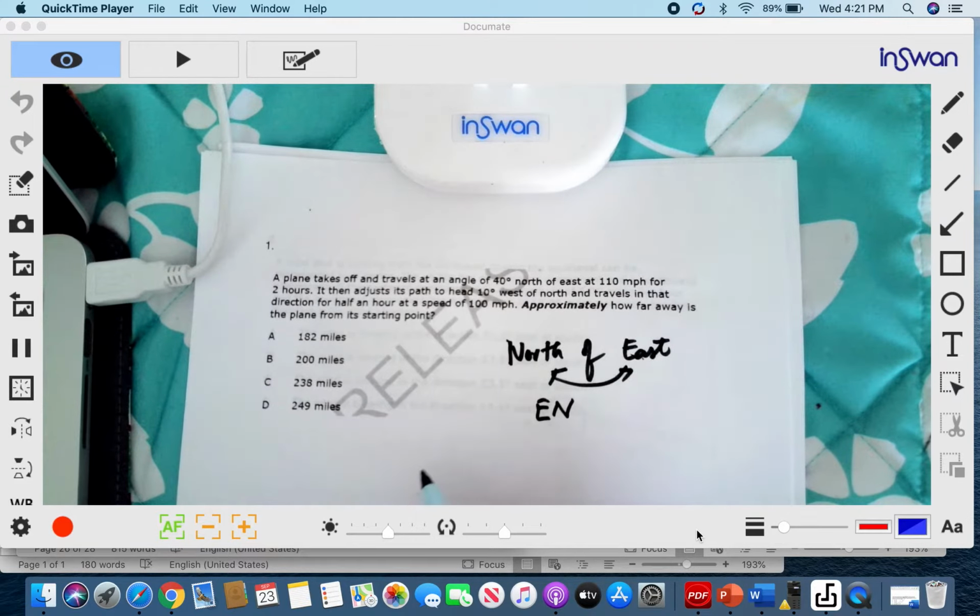All right, so if I'm going to draw the angle, that's 40 degrees because that's east going to north. So this will be 40 degrees.